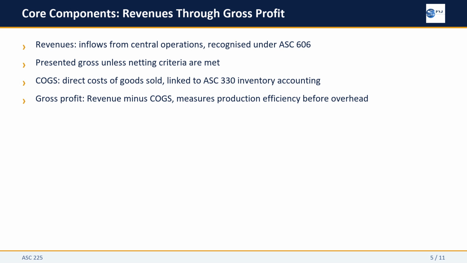The income statement starts with revenues, inflows from the entity's central operations, recognized under ASC 606. The default is gross presentation unless specific netting criteria apply. From revenues, you subtract cost of goods sold. COGS flows from inventory accounting under ASC 330. What remains is gross profit. The surprising part is how much information sits in that single line. It tells you about pricing power and production efficiency before overhead, financing, or taxes enter the picture.